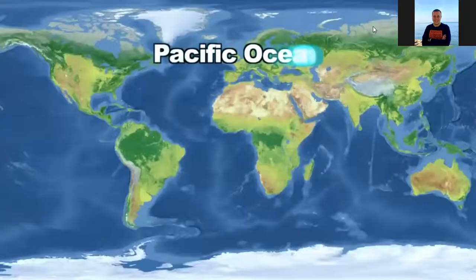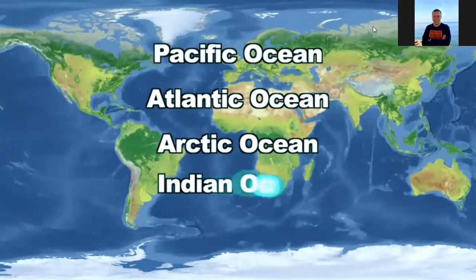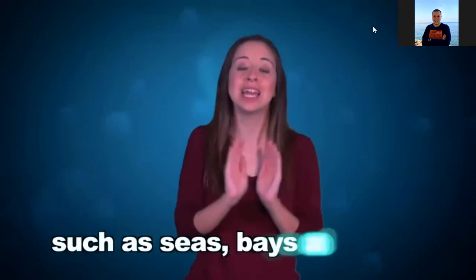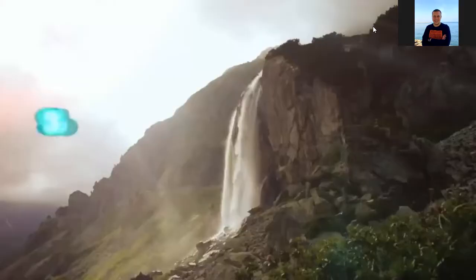Although our 5 oceans are really one connected body of salt water, scientists have divided it into 5: the Pacific Ocean, which is the largest of the oceans, the Atlantic Ocean, the Arctic Ocean, the Indian Ocean, and the Southern Ocean. The hydrosphere also contains the salt water contained in smaller bodies of water that are surrounded by land, such as seas, bays, and gulfs.